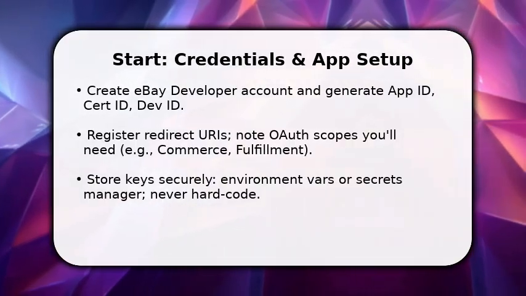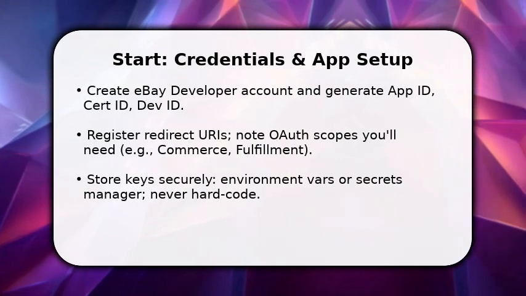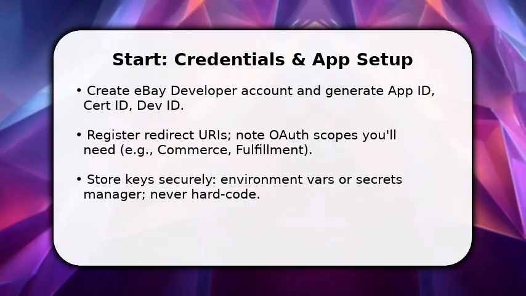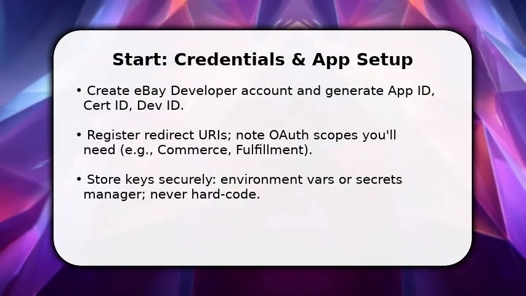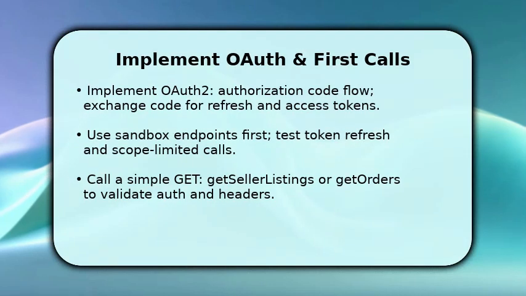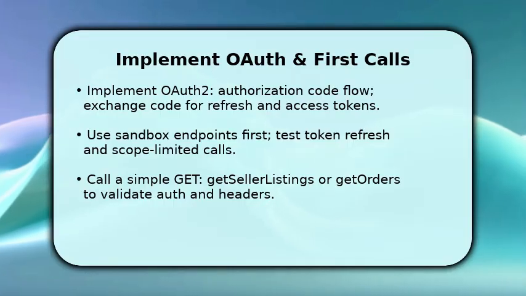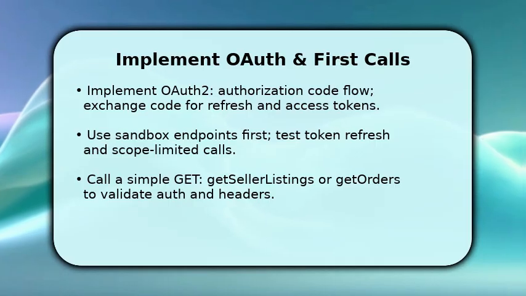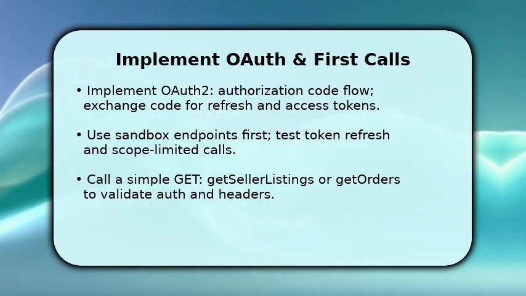This gives you immediate credentials and a safe place to iterate before calling production endpoints. Next, implement OAuth 2 authorization code flow so you can obtain access and refresh tokens reliably. Exchange codes server-side and persist refresh tokens. Once done, test token refresh logic repeatedly because refresh failures are common.